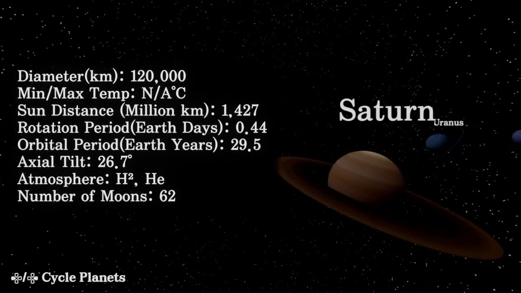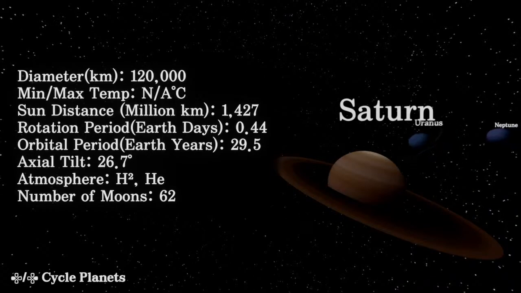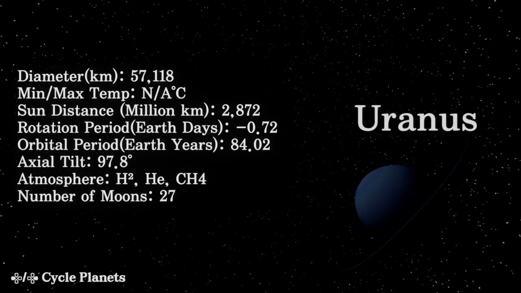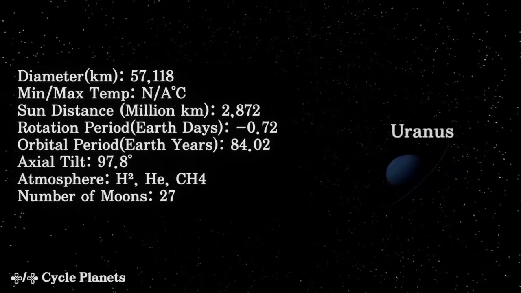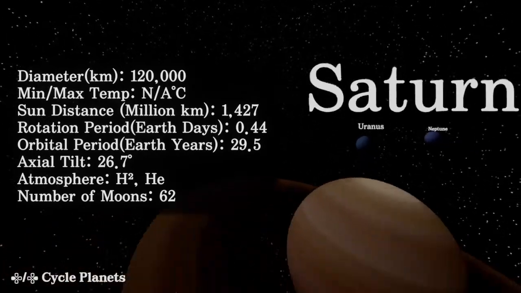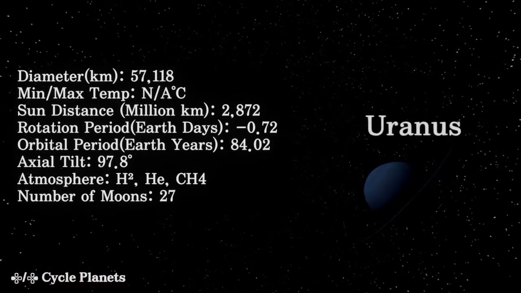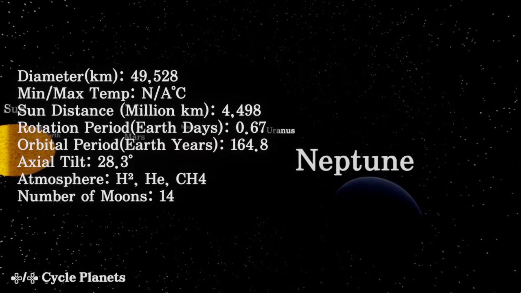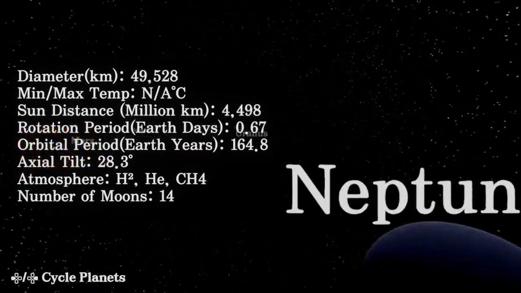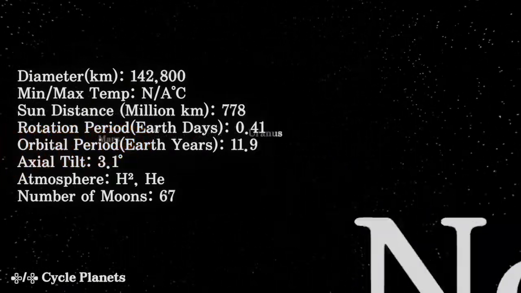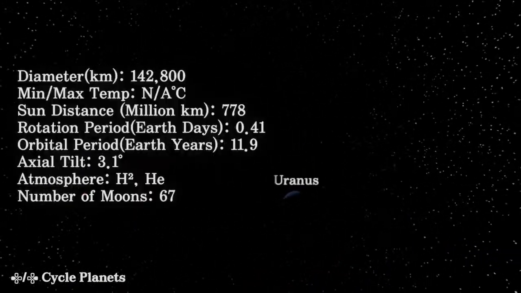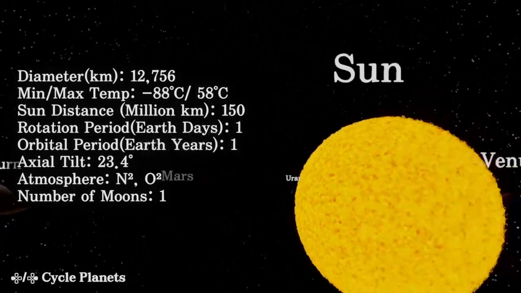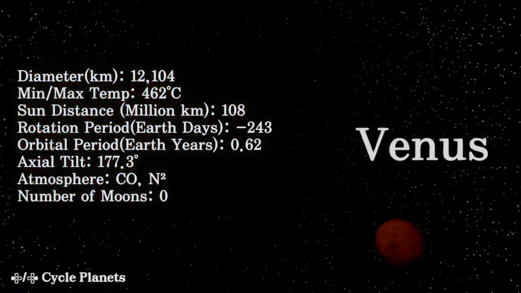This one I don't have rotating yet, but I will, I think, eventually. Uranus. Saturn. Uranus. Neptune. Uranus. Neptune. Uranus. Jupiter. Mars. Uranus. Jupiter. Mars. Earth. Venus. Mercury.